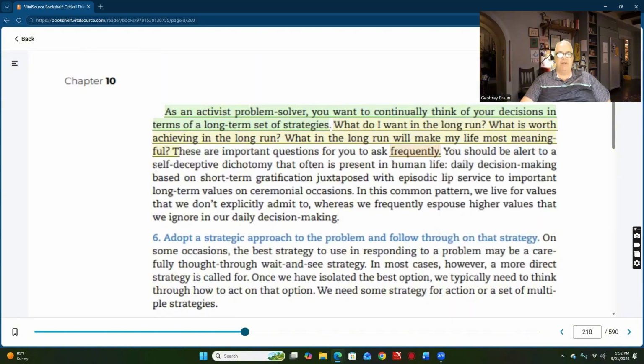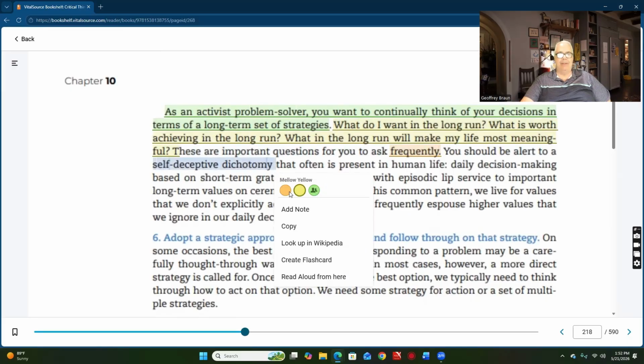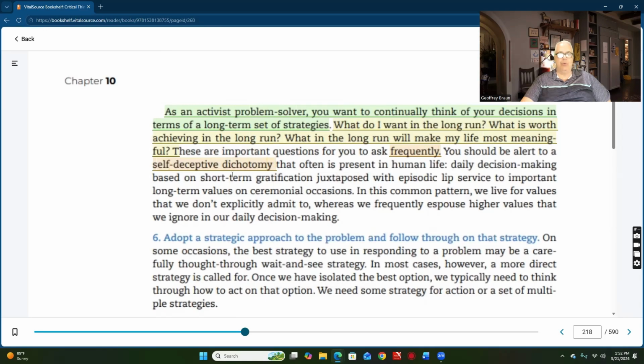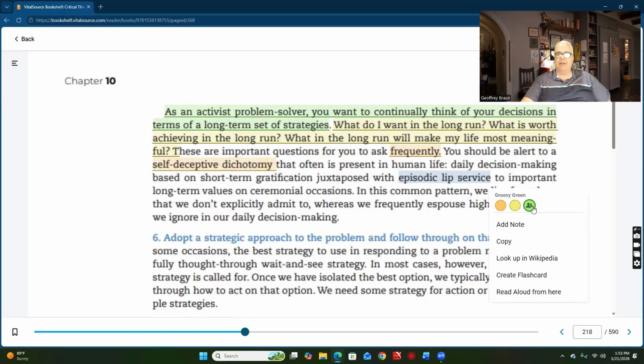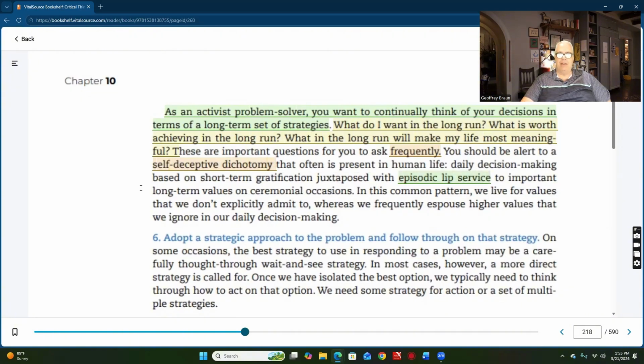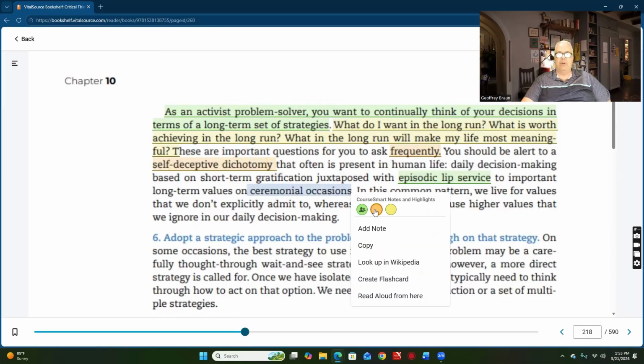You should be alert to self-deceptive dichotomy. Di means two, throw the die. Well, that's dice. There's two dice. How many sides? Six? Nine? How many sides on a dice? Six, right? That often is present in human life, daily decision making based on short-term gratification in juxtaposition with episodic lip service. Oh, that's nice. I'm going to call that out just because that's an interesting phrase. Episodic lip service to important long-term values on ceremonial occasions. Oh, nice terminology. Look at the diction, the word choice. Look at the language there.